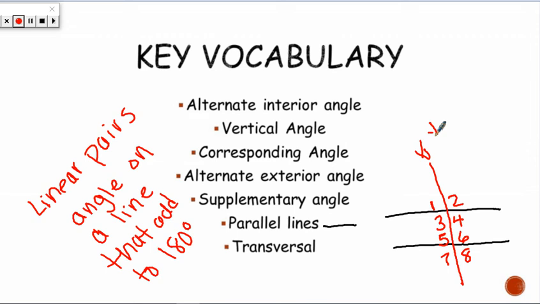This red line right here is a transversal, and I'll go over alternate interior angles, vertical angles, corresponding angles, and alternate exterior angles on the next slide.